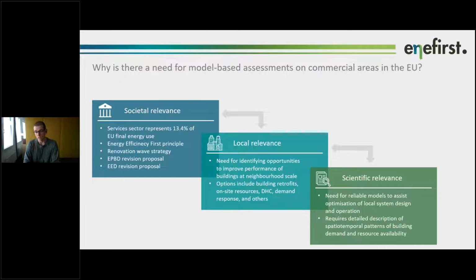But it's also a multi-scale problem. We're not only dealing with heat, but also with electricity systems and gas. So overall, this requires some detailed, also spatial temporal modeling in order to account for the variability of renewable energy resources.